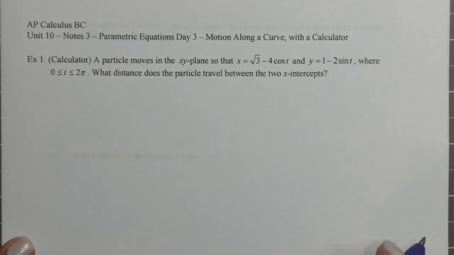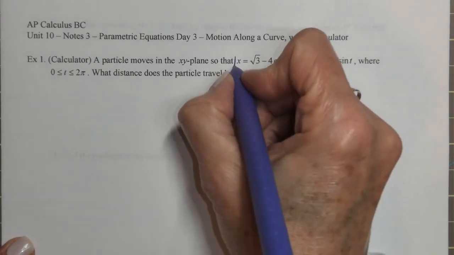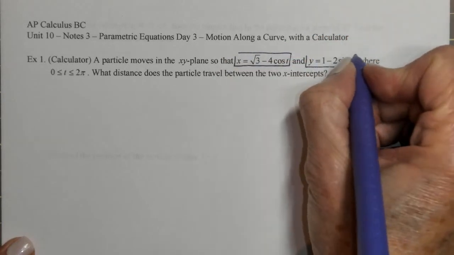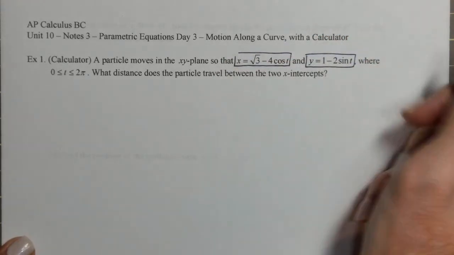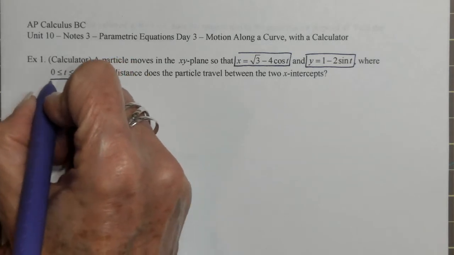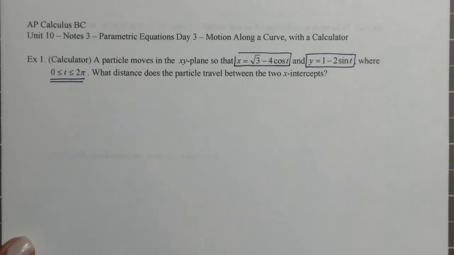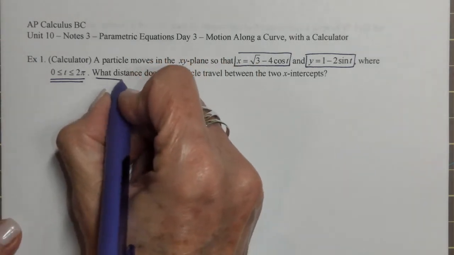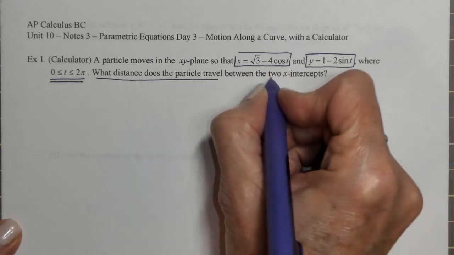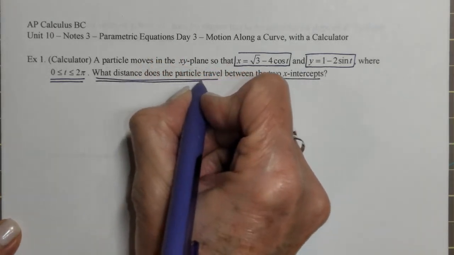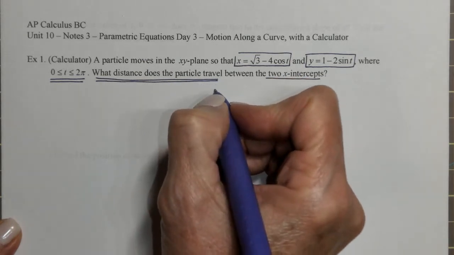In this first example, we have a particle in the xy plane where they give us the x coordinate and the y coordinate, and they give us a time restriction. Time is between 0 and 2 pi. And they just ask us, what distance does the particle travel between the two x-intercepts? Well, let's focus on this first. The distance the particle travels.